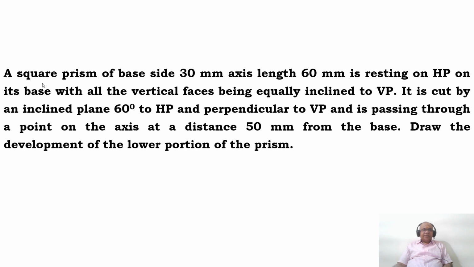The problem reads as: a square prism of base side 30 mm, axis length 60 mm is resting on HP on its base with all the vertical faces being equally inclined to VP. It is cut by an inclined plane 60 degrees to HP and perpendicular to VP and is passing through a point on the axis at a distance 50 mm from the base. Draw the development of the lower portion of the prism.